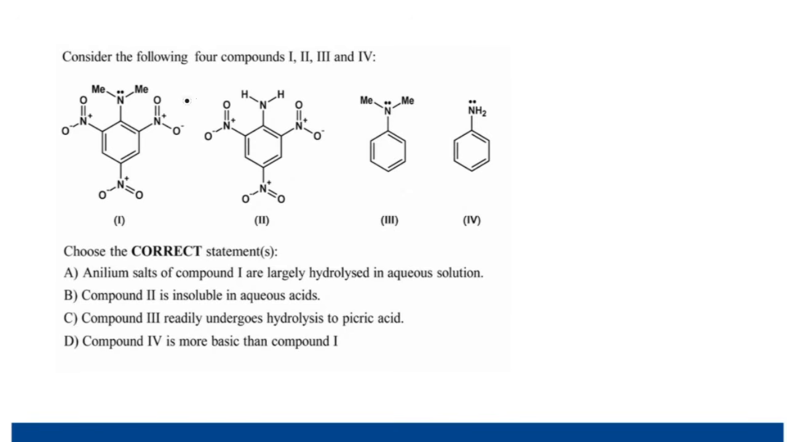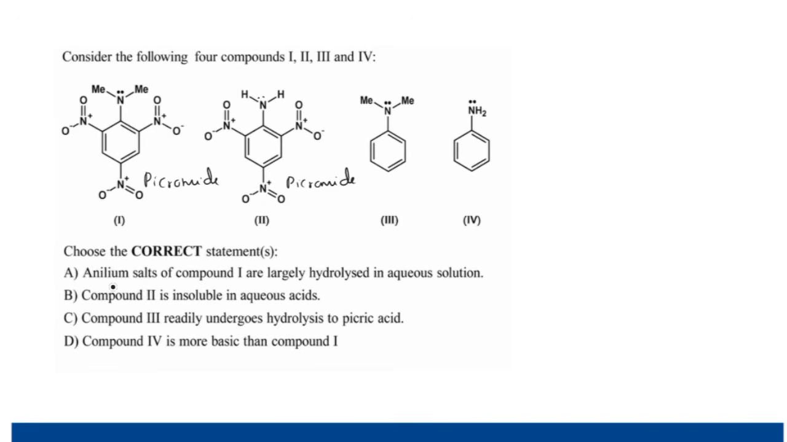Now time to solve the question. Consider the following four compounds 1, 2, 3, 4. Choose the correct statement or statements from the given options. Before we read out the options, let's analyze the molecules given here. You can see this is trinitro N,N-dimethyl aniline. This is also called substituted picramide, because this is the picramide molecule. On nitrogen, you see there are two methyls. Therefore, this can be N,N-dimethyl picramide, and this is picramide. And this is N,N-dimethyl aniline, and this is the simple aniline molecule.